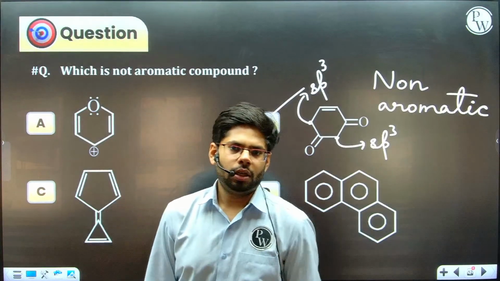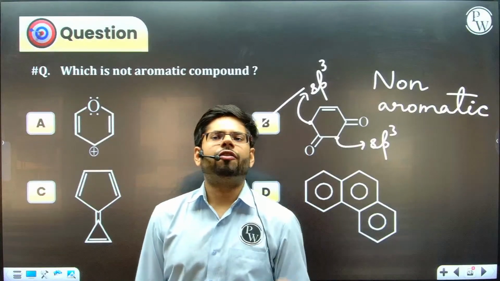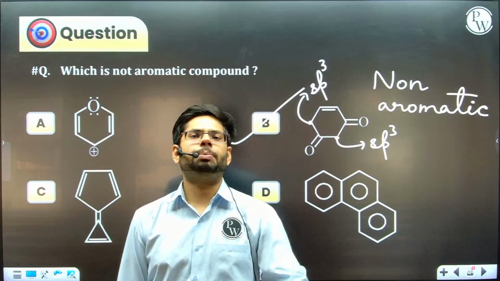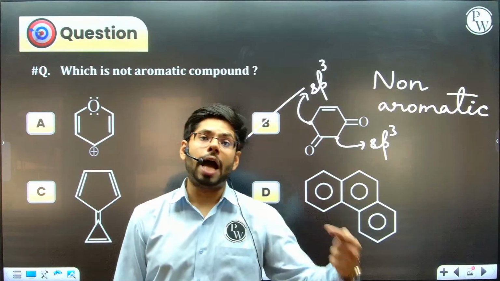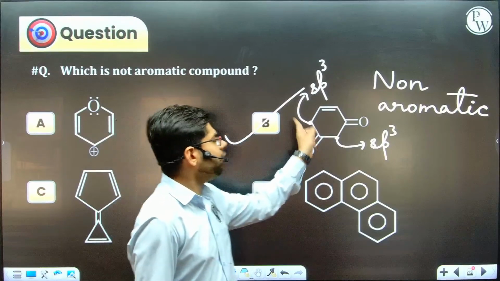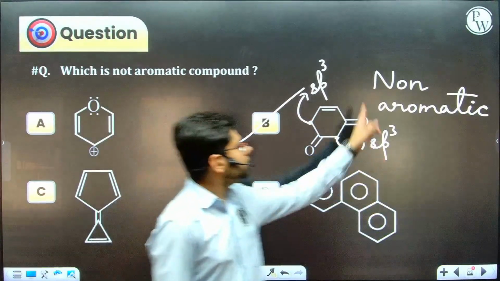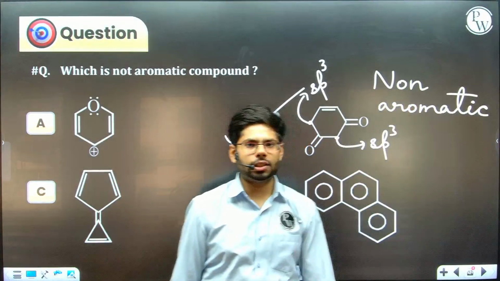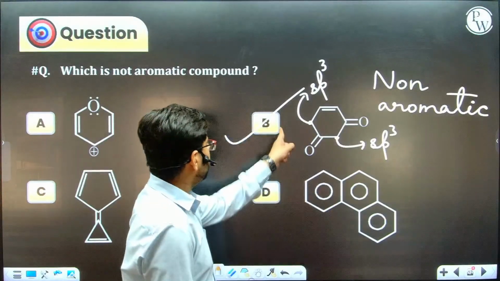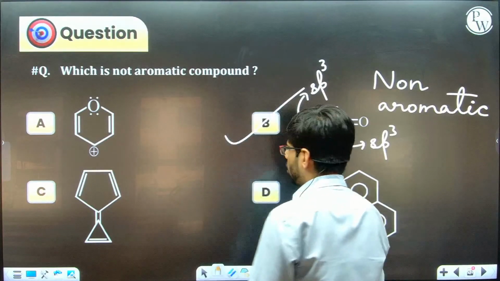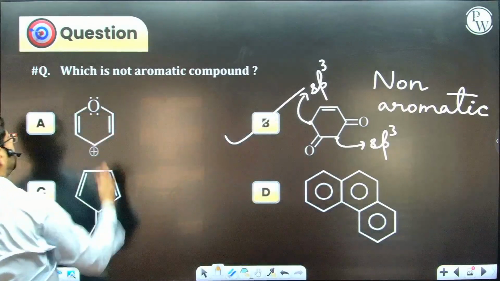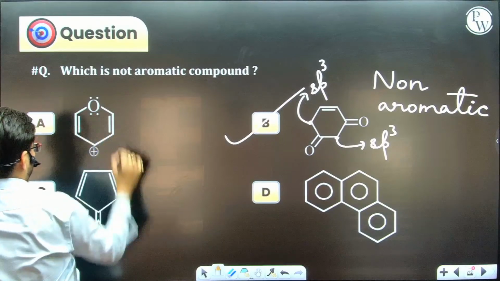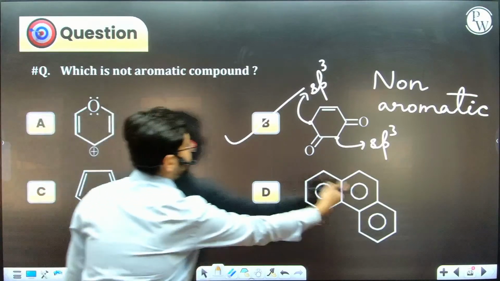But yes, if every atom of the ring is sp2 hybridized, then you will check whether the species is aromatic or anti-aromatic. But even if only one atom of the ring is sp3, immediately we can conclude that the ring is non-aromatic because planarity is not achieved, and hence we'll say it's non-aromatic. So this is aromatic, this is aromatic, this is aromatic. See, every atom is sp2 hybridized here. Every atom is sp2 hybridized. Every atom is sp2 hybridized.